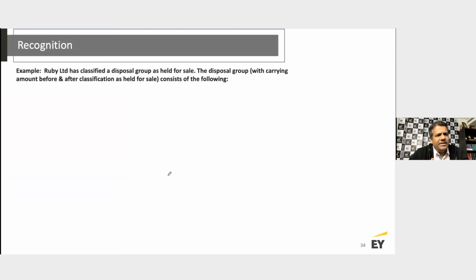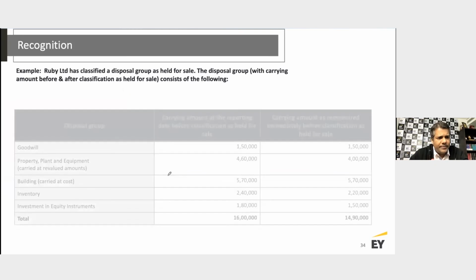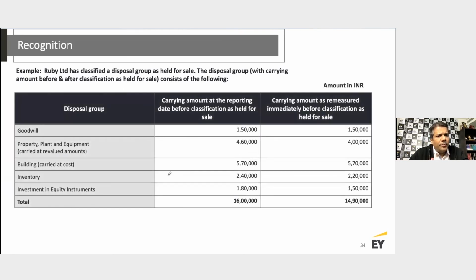Now, Ruby Limited has classified a disposal group as held for sale. The disposal group consists of the following, with carrying amount before and after classification as held for sale. So we have all the information here. We have goodwill, property, plant and equipment, building, inventory, investment in equity instruments, and then we have all the data here to say this totals up to 16 lakh. Carrying amount as remeasured before reclassification as held for sale is 14 lakh 90,000.